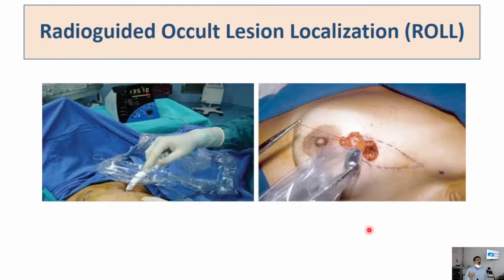Now, another way to localize this lesion is by using a radio-guided technique which is called radio-guided occult lesion localization. And this also helps you in having a tumor with clear margins.